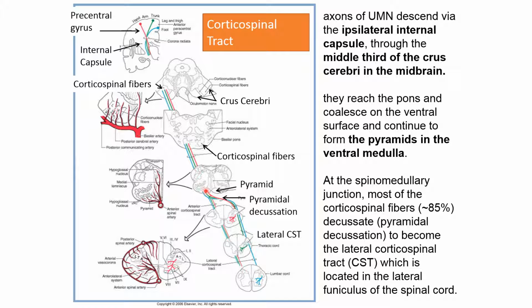At the bottom of the medulla, at the spinomedullary junction, they will cross over to the other side to occupy a position in the lateral funiculus, in the lateral corticospinal tract that we see represented in this figure, with arm fibers starting to peel off at the cervical level, trunk fibers peeling off at the thoracic level, and lumbar fibers peeling off in the lower cord for the legs, all in the lateral funiculus within the spinal cord.